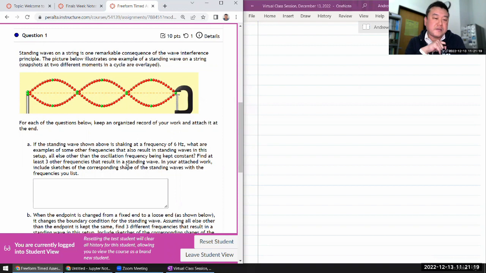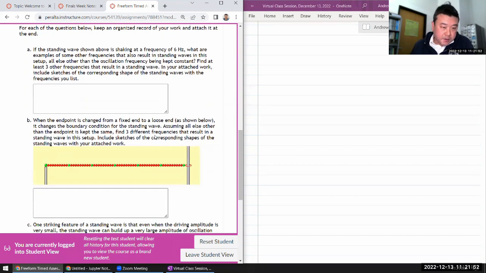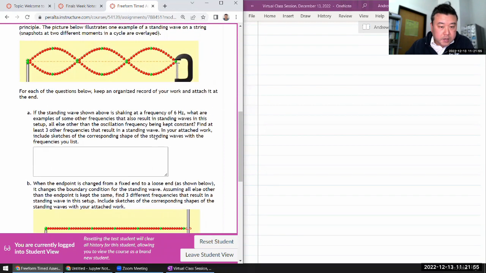It says, standing waves on a string is one remarkable consequence of the wave interference principle. You've seen it in the lab, and you've seen this demo in lecture videos. The picture below illustrates one example. Snapshots at two different moments, you can imagine one maximum position, another maximum position, like this would be one moment and then this would be the other moment, are overlaid. For each of the questions below, if the standing wave shown above is shaking at a frequency of 6 hertz, okay.